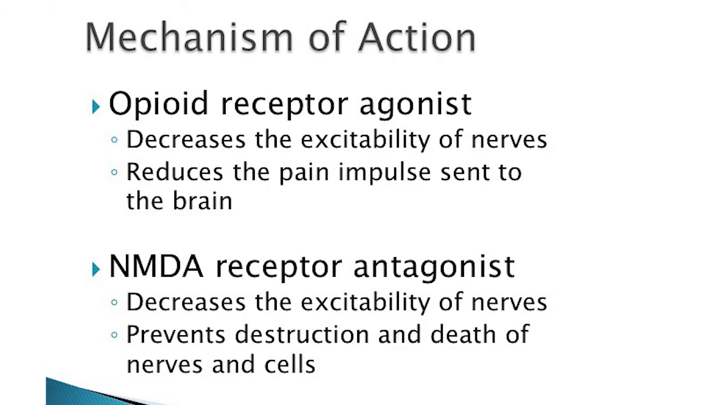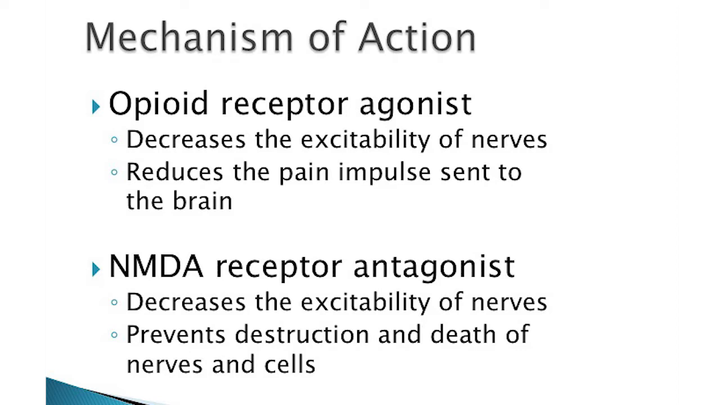So starting with some basic information about methadone, its mechanism of action is twofold. First, like all narcotic pain medications, it binds to the various opioid receptors where it acts as an agonist. This decreases the excitability of the nerves and in turn reduces the pain impulses that are sent to the brain, so the pain is dulled.